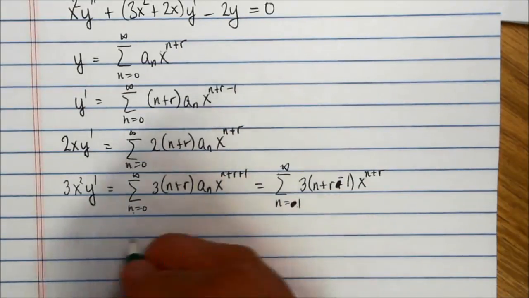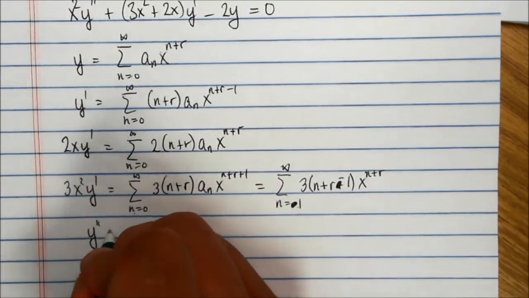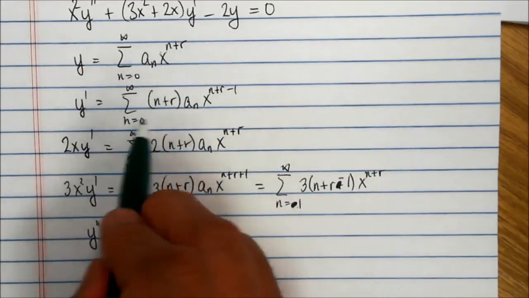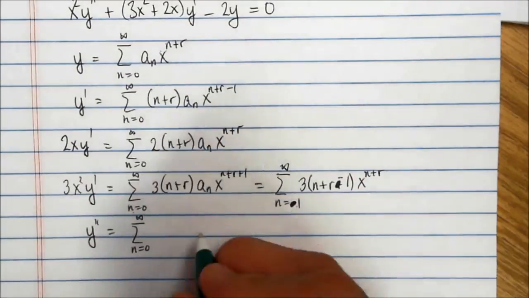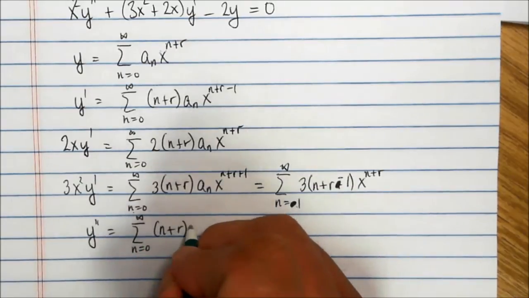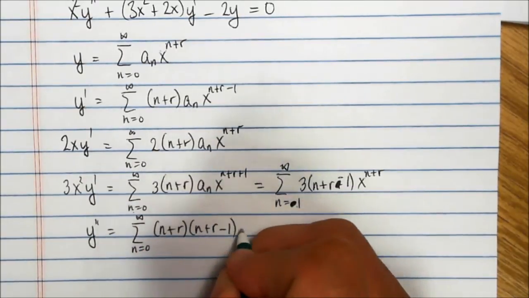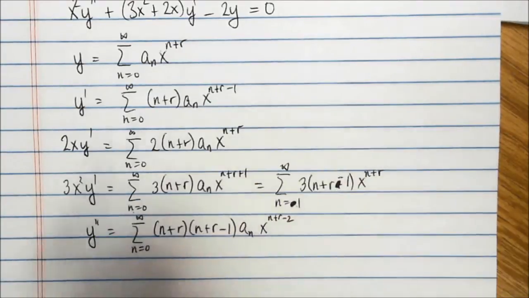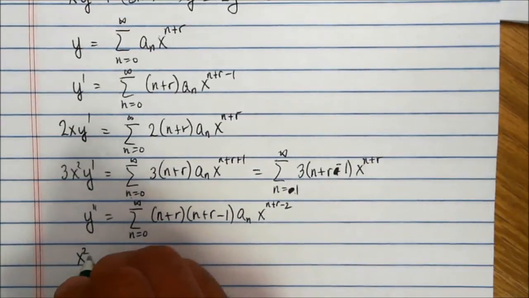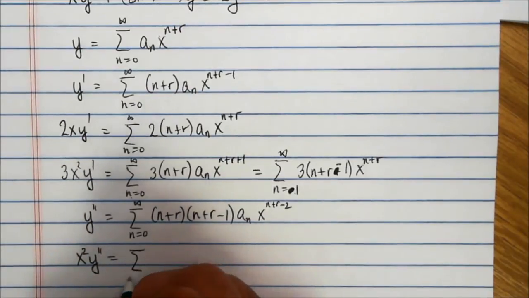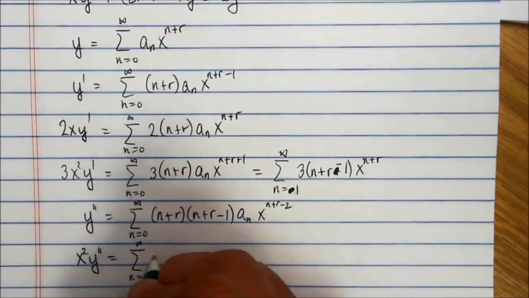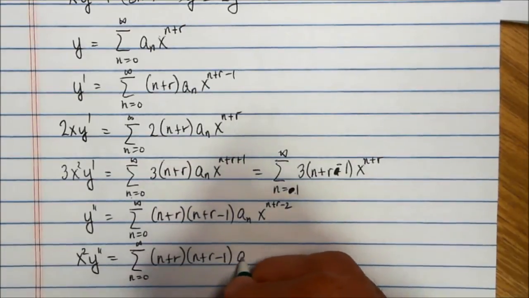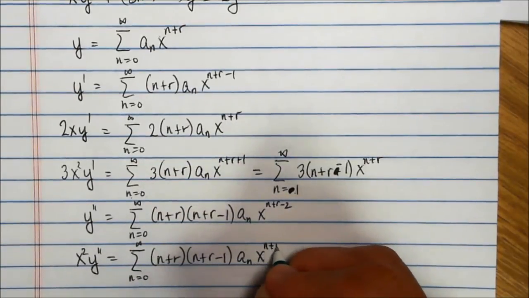Okay, next we have y double prime. So y double prime is equal to the summation from n equals 0 to infinity. So I come back to this line and take a second derivative: (n plus r) times (n plus r minus 1) a sub n x to the n plus r minus 2. Then if that gets multiplied by x squared, n equals 0 to infinity, (n plus r)(n plus r minus 1) a sub n x to the n plus r.